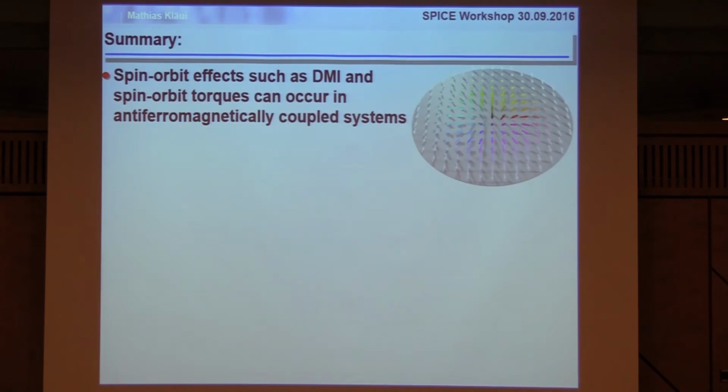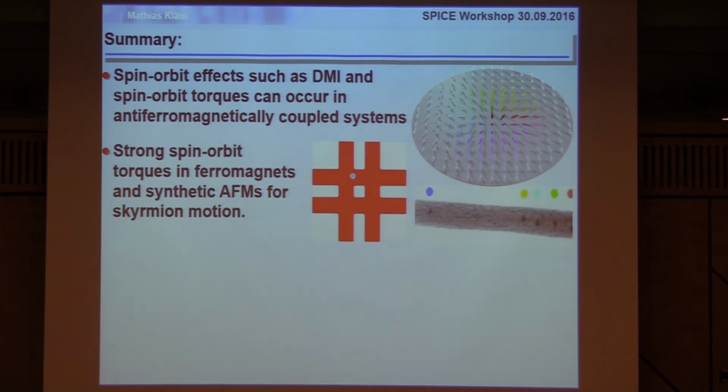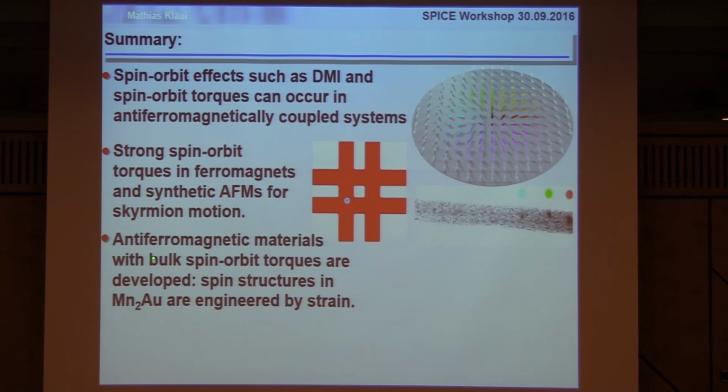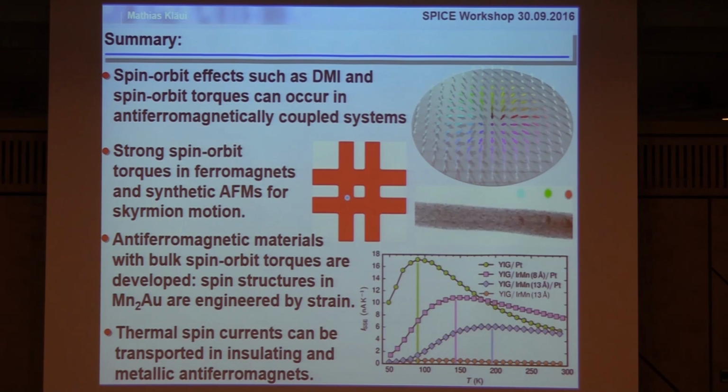Okay, this is the funding, and so to sum it up, spin-orbit effects can occur in this antiferromagnetically coupled system. That's good news. The spin-orbit torques in synthetic antiferromagnets can be very large, and if you have skyrmions in synthetic antiferromagnets or real antiferromagnets, that's really going to enable new devices. And antiferromagnetic materials with bulk spin-orbit torques have been developed, such as manganese gold, waiting for the demonstration of the spin-orbit torques. And then the thermal spin currents can be transported in insulating, but also metallic antiferromagnets. We get an enhancement even for metallic antiferromagnets. And at the moment, the question is, what is the effect of the magnons compared to the charge carriers? And with that, I thank you for your attention.